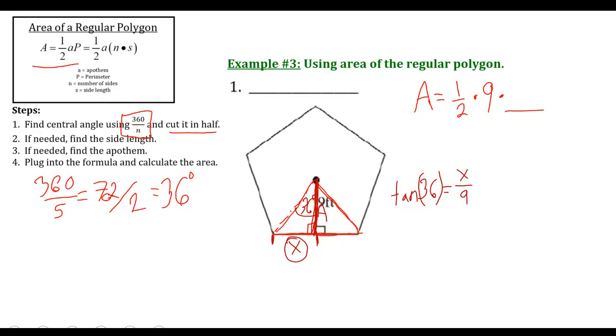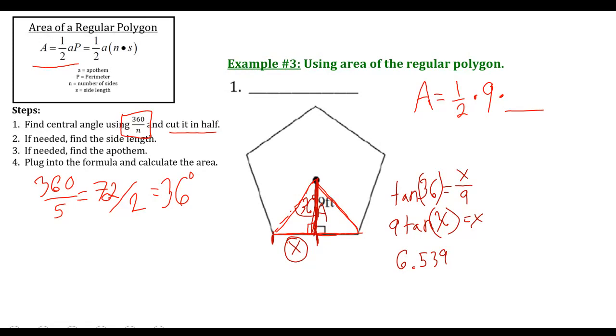All right, so let's solve this for x. 9 times tangent 36 equals x. Multiply that together in your calculator. You should get 6.539, somewhere close to that.